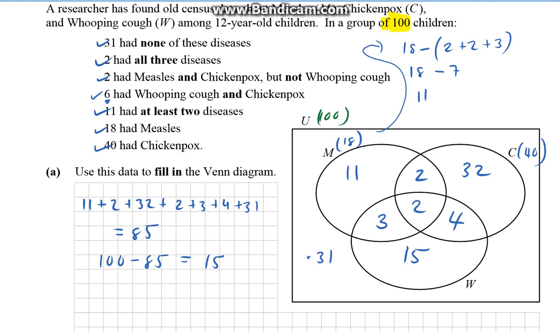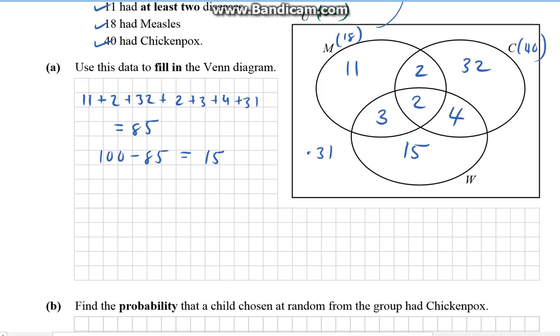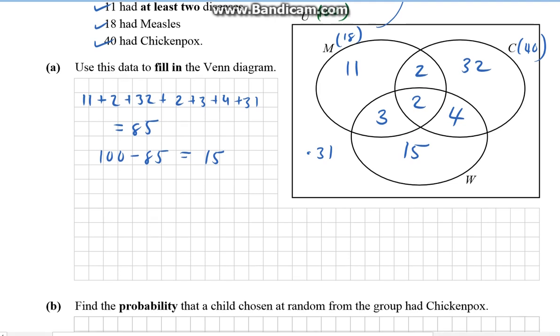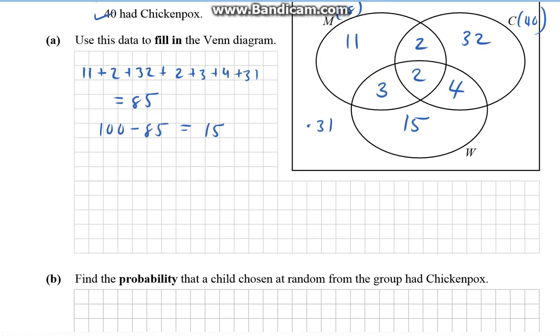Okay, so the next problem then it said was find the probability that a child chosen at random from the group had chickenpox. So you have to ask yourself how many of them had chickenpox. We can see from the data that the amount of them that had chickenpox was 32 plus 2 plus 2 plus 4. If I highlight that, all these people had chickenpox. If I add them 4 numbers, I will get 40. So 40 had chickenpox.